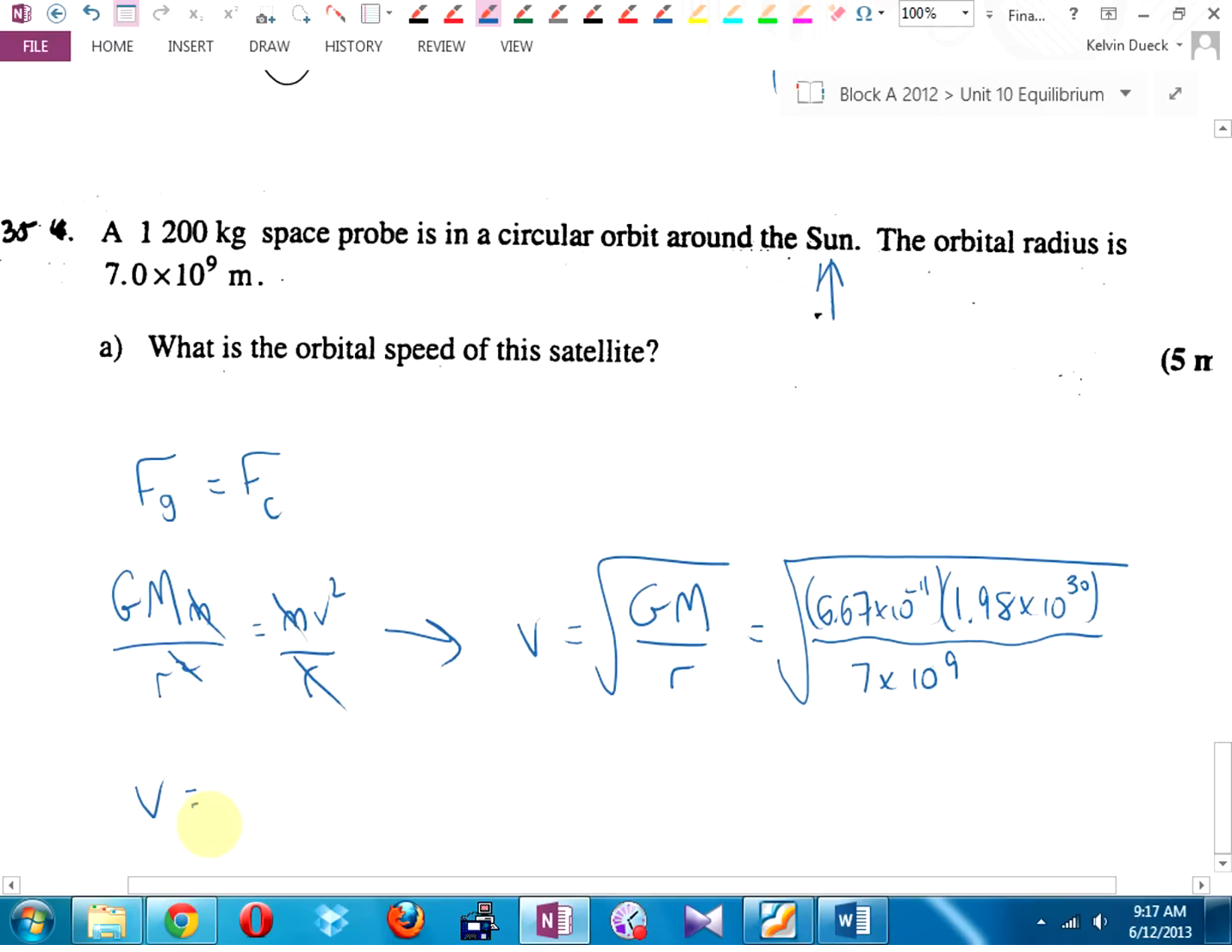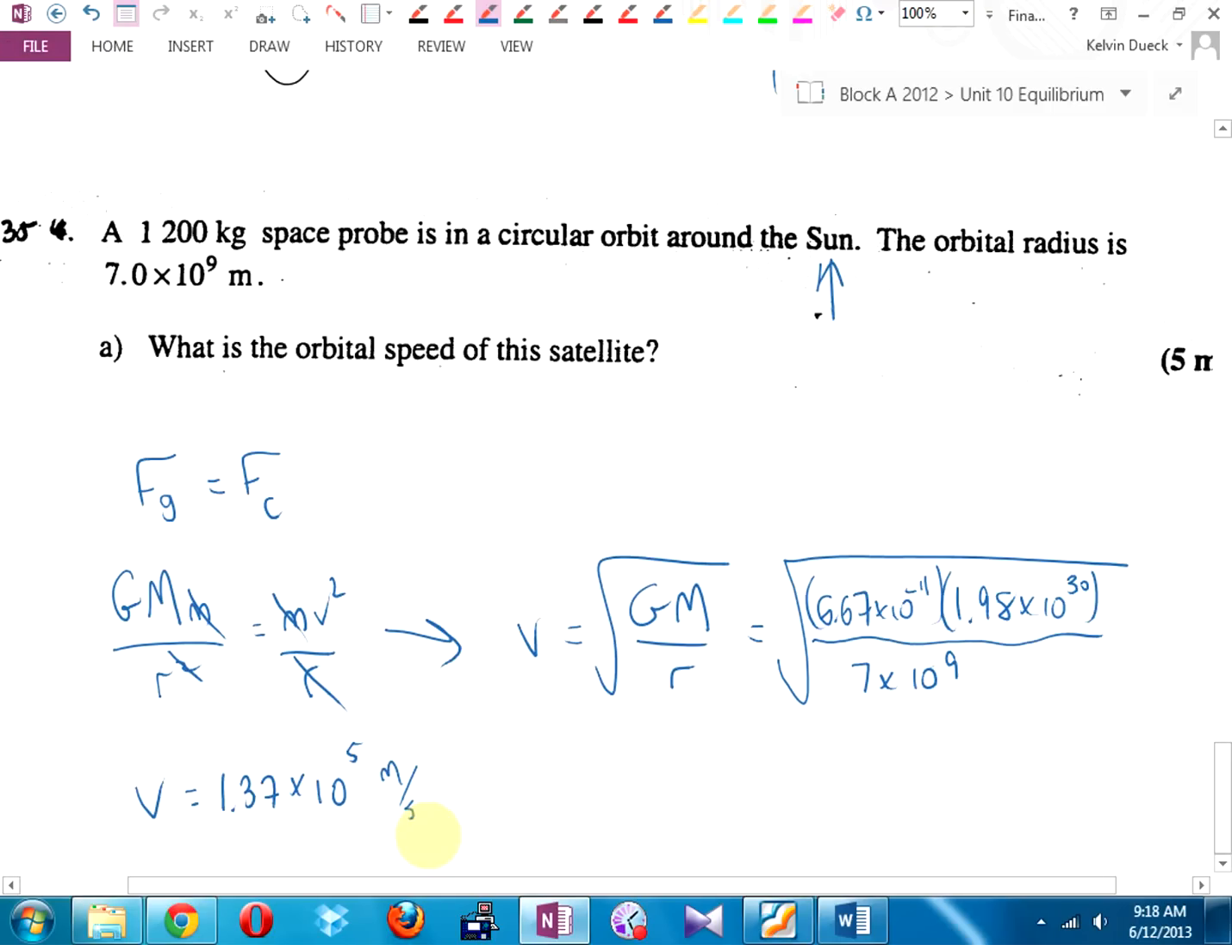Can you give it to me in scientific notation, please? 1.37. Is he right? 1.37 times 10 to the what? Is it 37 or 38? 3. Okay, 1.37 times 10 to the 5 meters per second. Okay.